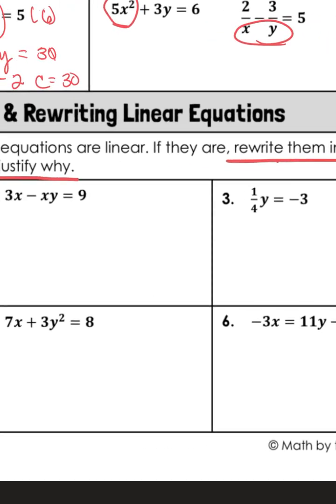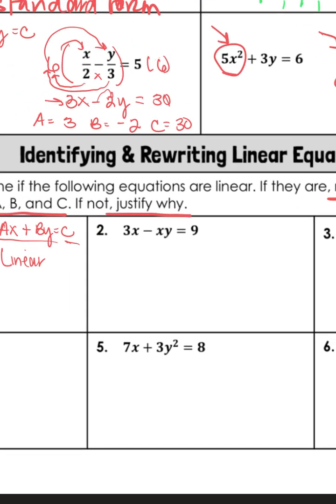Let's do number 2. Not linear because you have x and y multiplied together. It's really that simple. So we'll leave the rest of these for you, and I'll see you next time.